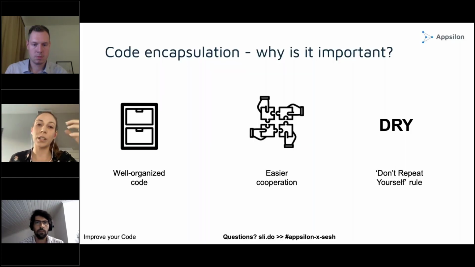And why is it important? Generally, it just makes things easier because your code is well organized, so it's much easier for you to find a place that you actually need to modify. If it's easier for you, it's also much easier for your colleagues, so the whole cooperation is easier, and it also allows you to follow the DRY programming principle, don't repeat yourself, because you don't need to copy paste your code, you just have it ready and you can very easily reuse it.